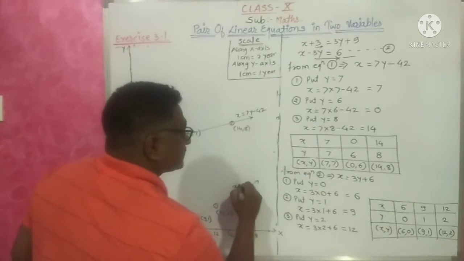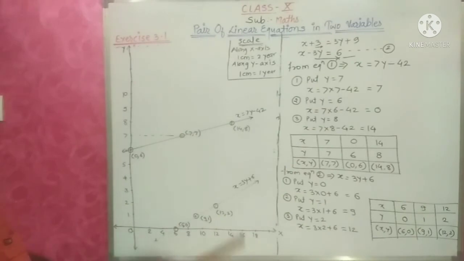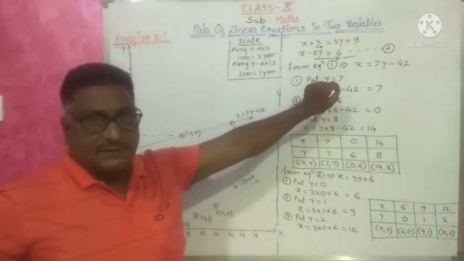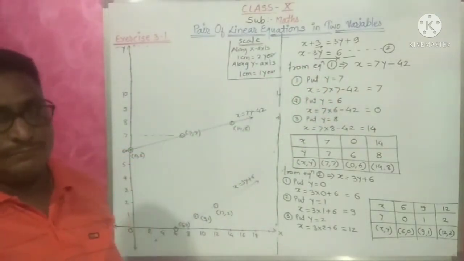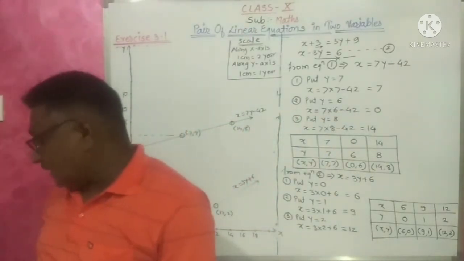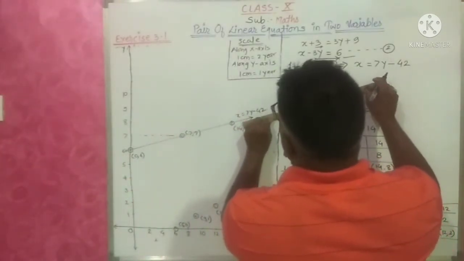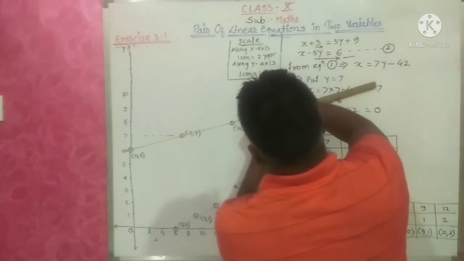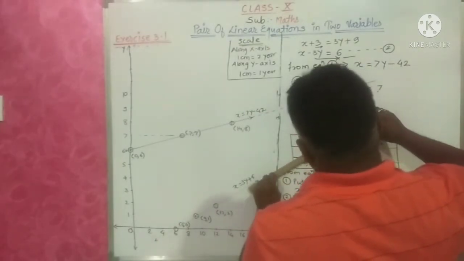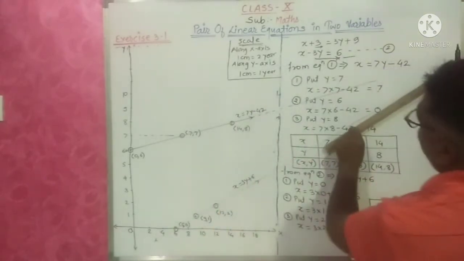So this is x equals to 3y plus 6. You can produce both the lines. Where these two lines will intersect, that is the answer. Intersection of these two lines is the answer. So where these lines will intersect, see. So we have to produce this. In this way. Till up to intersecting, we have to produce.